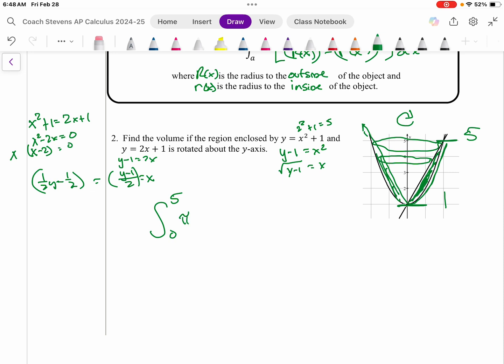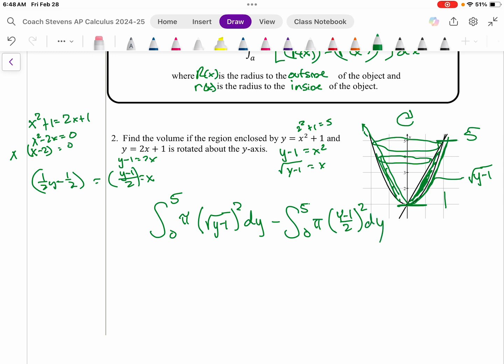And then we have our pi. The outer, so which one is on the right? The one on the right would technically be the square root of y minus 1 graph, the part of the parabola. So it would be the square root of y minus 1 quantity squared dy, minus the inner radius, from 0 to 5 of pi times the diagonal line, which would be the quantity y minus 1 divided by 2, squared, dy. So there's one way we can see the answer.